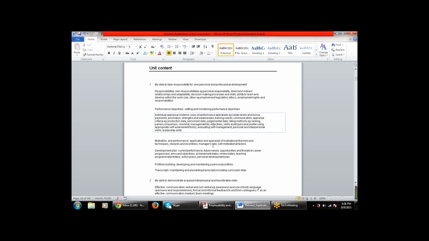Then next is the development plan, that is also used for the personal and the professional development. That includes the current performance, future needs, opportunities and threats to career progression, aims and objectives, achievement dates, review dates, learning program activities, action plans, the performance development plan. So these are the various techniques that are used for employability.